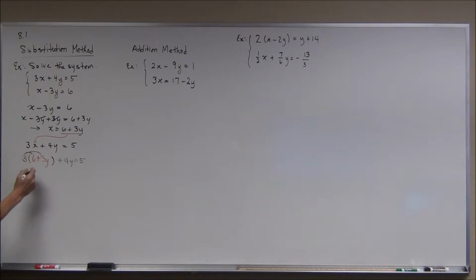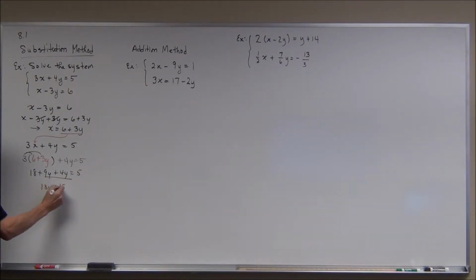I'm going to distribute. I get 18 plus 9y plus 4y is equal to 5. Combine like terms. 13y plus 18 is equal to 5. I'm going to subtract 18 from both sides. I'm running out of space here. I'll just go ahead and do some calculations. Divide by 13. I get y is -1.